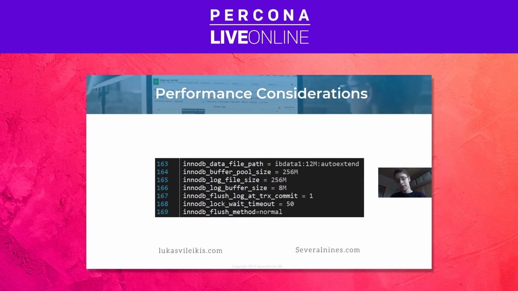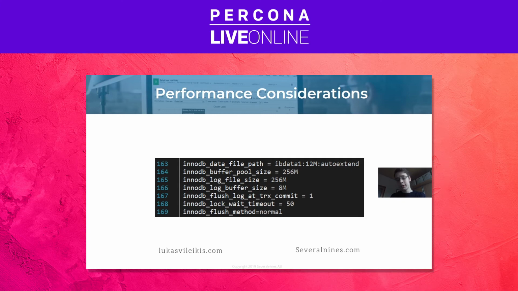But we're going to be looking at one of the most important and most widely used engines in MySQL. That would be InnoDB. So with InnoDB, you have certain parameters. You have the innodb_data_file_path, which basically depicts the file where data from InnoDB tables will be stored. By default, the file is ibdata1, and by default, its size is 12 megabytes. And it extends automatically, as you can see in this case.